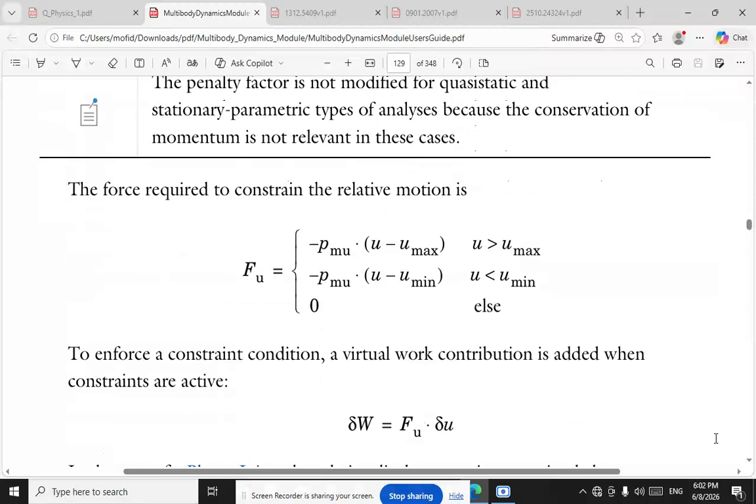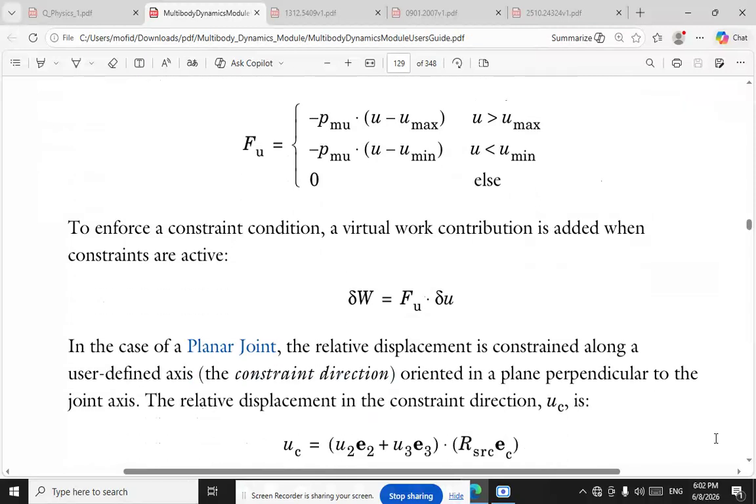The force required to constrain the relative motion, F_A u, is equal to minus P_u mu multiplied by (u minus u maximum) for u greater than u maximum, minus P_mu multiplied by (u minus u minimum) for u less than u minimum, and the third element is zero otherwise. To enforce a constraint condition, a virtual work contribution is added when constraints are active: delta W is equal to F_A u multiplied by delta u.